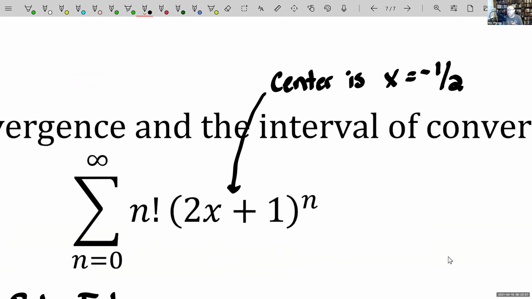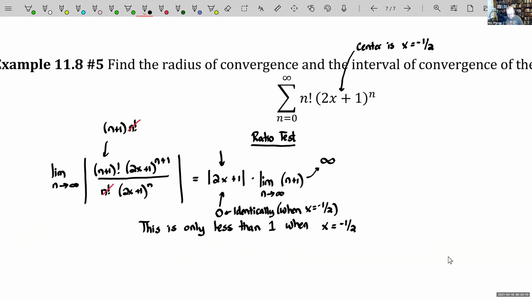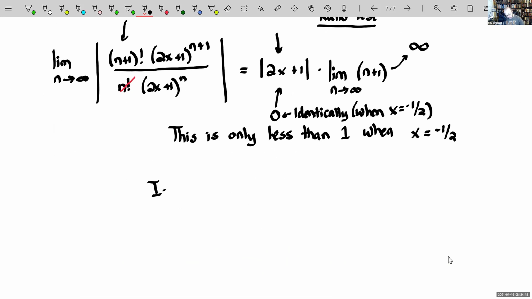So I'm guaranteed, no matter what, before I even start doing calculus, I know this will be convergent at x equals negative 1/2. Otherwise, we've just found out the limit via the ratio test will be infinite, which means it diverges everywhere else. So the interval of convergence and the radius of convergence. Well, the radius of convergence is 0. There is no radius. It literally only converges at its center.